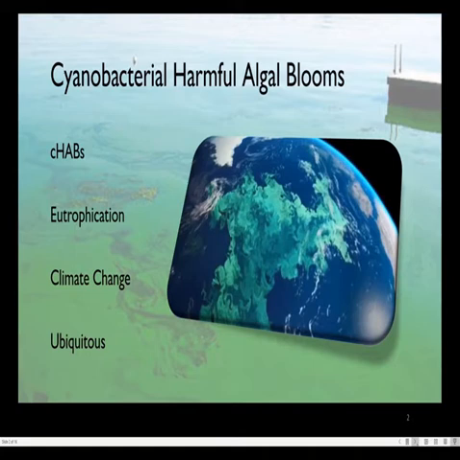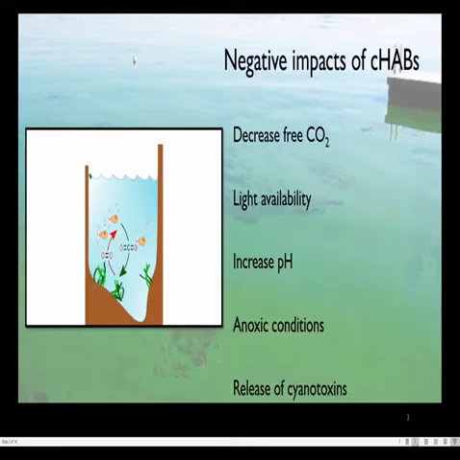As we see increasing temperatures and increased pollution, these freshwater systems can become impacted by CHABs, and they can become ubiquitous in a system. They're common in marine environments, but as well as freshwater, and today I want to focus on the freshwater habitat and how CHABs impact them. What are some of these negative impacts that we're talking about?